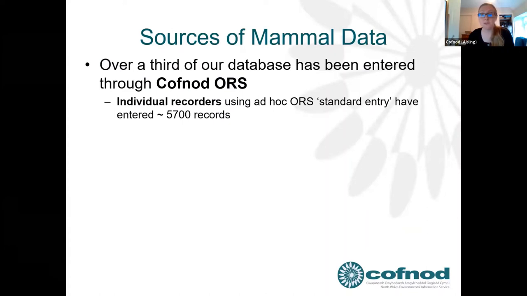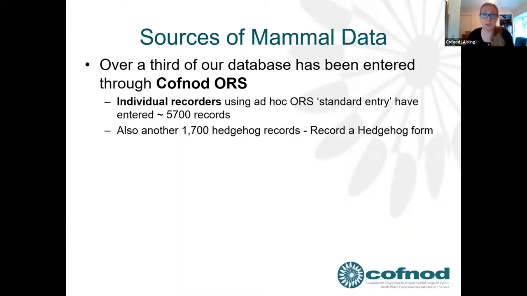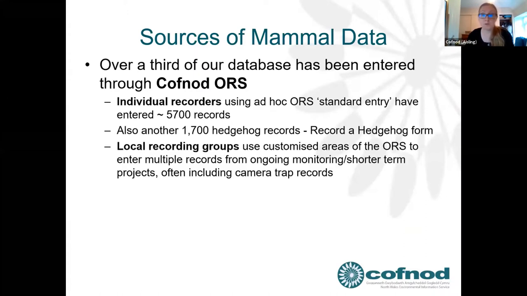So we have individual recorders using just the standard data entry form, which I'm going to show you in a moment. And between them, they've contributed nearly 6,000 mammal records. But then there's also quite a lot that go on through these targeted projects. So for example, the Record a Hedgehog form. Then there are local recording groups which use customized areas of the ORS, and they enter multiple records from ongoing monitoring. And this might include camera trap records. So we have projects like the Northeast Wales Dormouse Monitoring Project. They've been putting records onto the system for 10, 12 years.